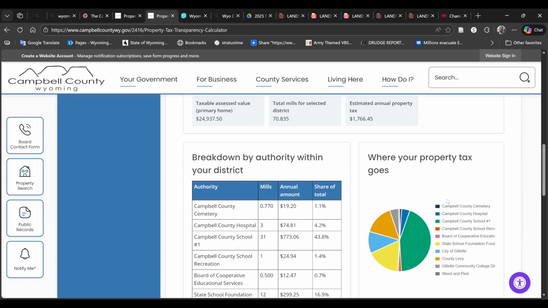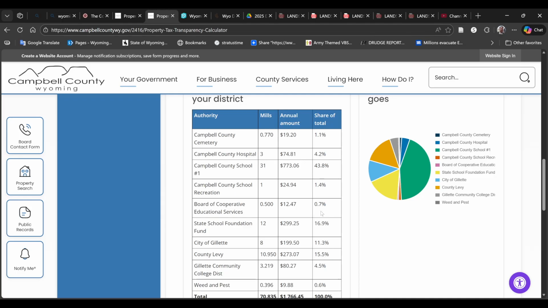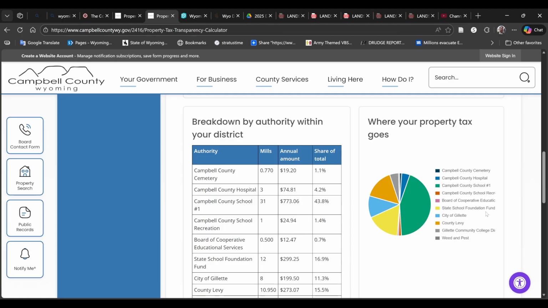Okay, so where do your property taxes go? This is what's really awesome about this tool, because it shows you exactly who is getting what. And you can see that on the chart on the left, but you can also see this on the pie graph on the chart. So you can see, out of all of the different districts that rely on property taxes, who gets the most and what they're surviving off of.